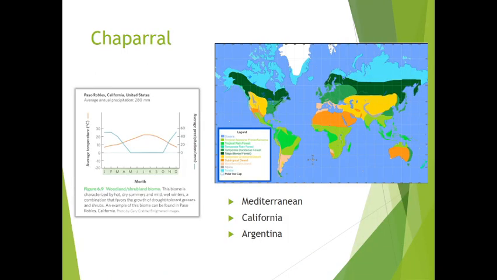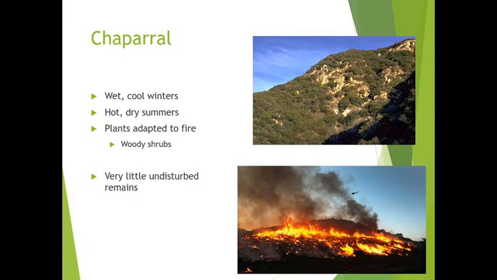Another really interesting biome that is really common with fire is the Chaparral. It's also known as the Mediterranean climate. So if you think about all of Spain and Portugal, all of Italy, all of Greece, Morocco, and parts of Libya are in that. But then we also have southern California, and a good portion of Argentina is Chaparral. These are characterized by wet, cool winters and then very hot and very dry summers. So these plants have a little bit different types of adaptations. They have this really weird kind of bark that can deal with getting burned for a little bit.